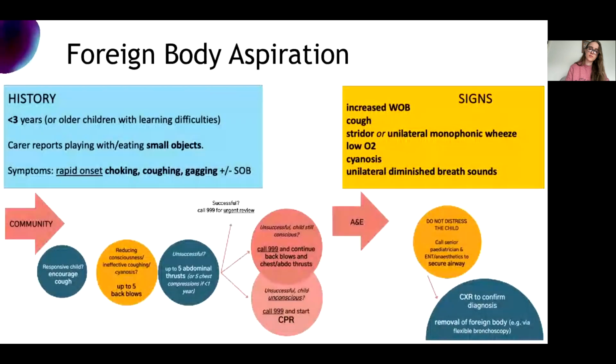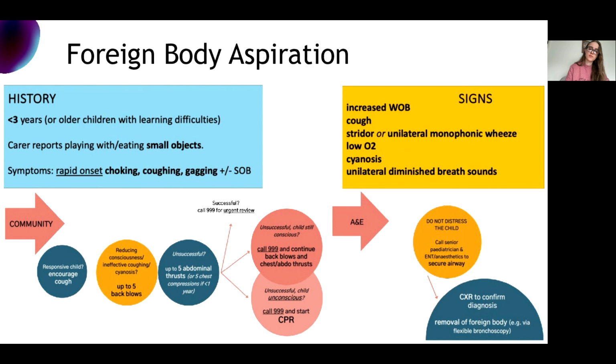And then if we go on to the next slide, a final cause of stridor might be a foreign body. In the MCQs this is commonly going to be a younger child or someone with learning difficulties. The carer reports them playing with a small object, and sudden rapid onset of choking, coughing, gagging, might be short of breath. You might hear them coughing, you might hear a stridor on auscultation or a unilateral monophonic wheeze. They're likely to be a bit hypoxic and to have diminished breath sounds on one side.